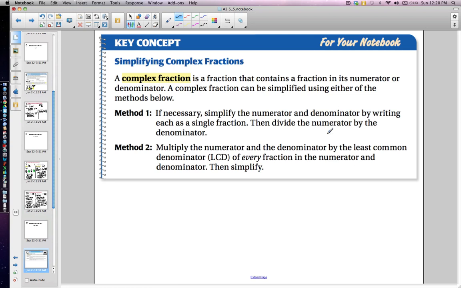The other method is to identify the least common denominator of every fraction, and that's important, every fraction. So you might have multiple fractions in the numerator and the denominator. The least common denominator for every fraction. And then if you multiply the numerator and the denominator by that least common denominator, it will get rid of all of the fractions and leave you with a single fraction that you can simplify. So let's go ahead and look at these two different methods.